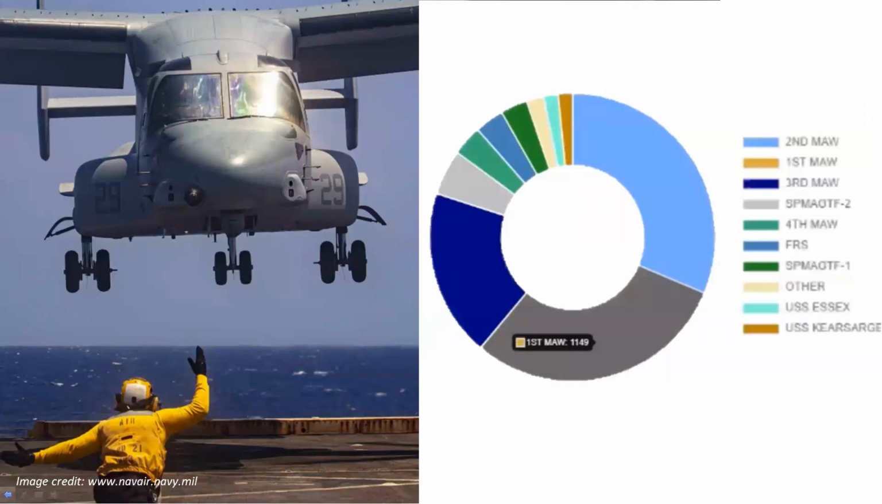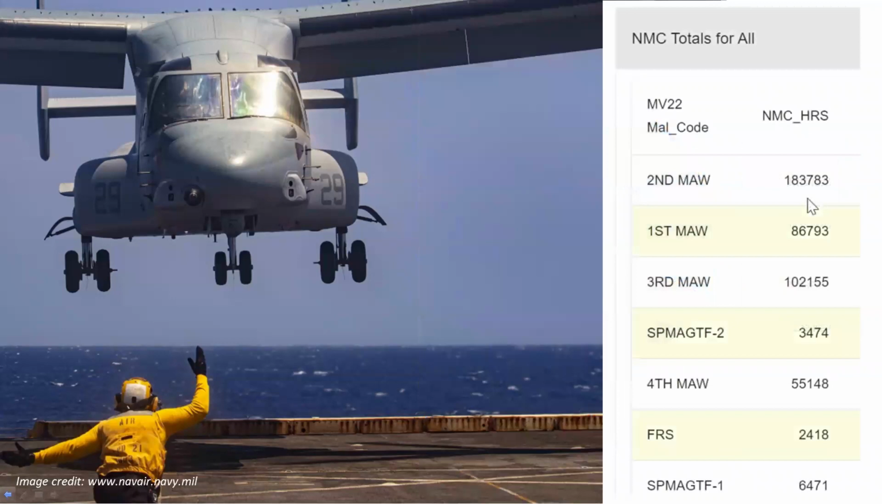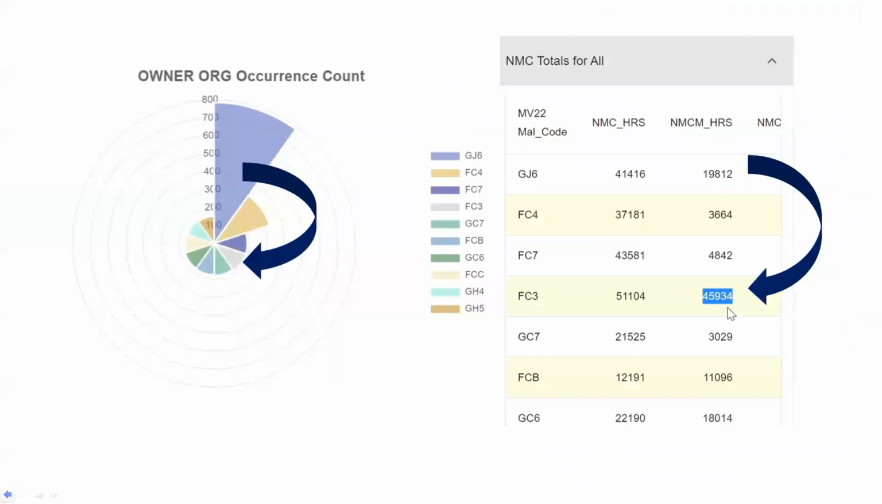Some audiences may be interested in specific organizations. Here we group MAF records by organization and highlight the 1st Marine Aviation Wing. By clicking on the graph, we pull up the 86,800 NMC hours for these malcodes at the 1st MAW.